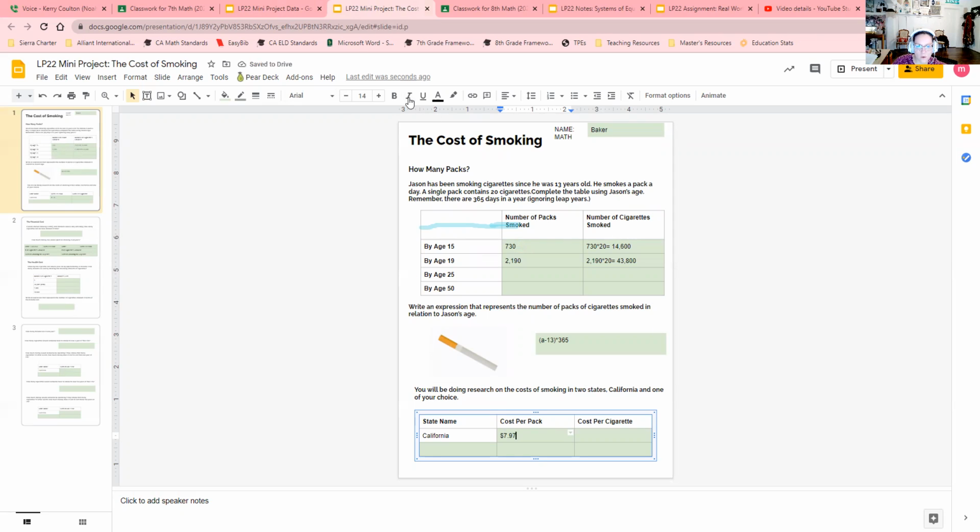Now, if we want to figure out the cost per individual cigarette, we're going to take the cost. "Per" is a math word that implies division. So we are dividing the cost by the number of cigarettes in a pack, which we found out is 20. So 7.97 divided by 20. And again, I'm using my phone. You can use whatever handy dandy calculating machine you have. 7.97 divided by 20 gives us this.